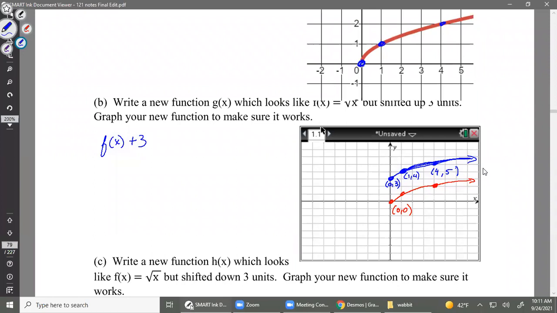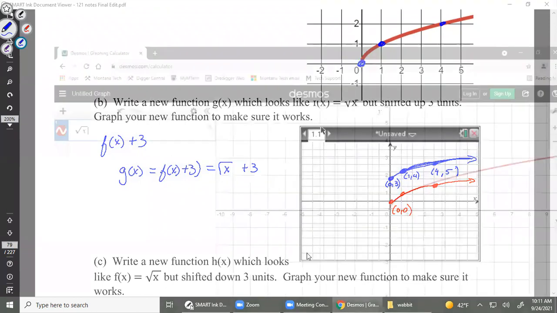And so when I'm doing that, what that actually turns into is my new function g of x is my old function f of x with 3 added to it, which is really the same thing as the square root of x plus 3. And I can try this and make sure it works in Desmos.